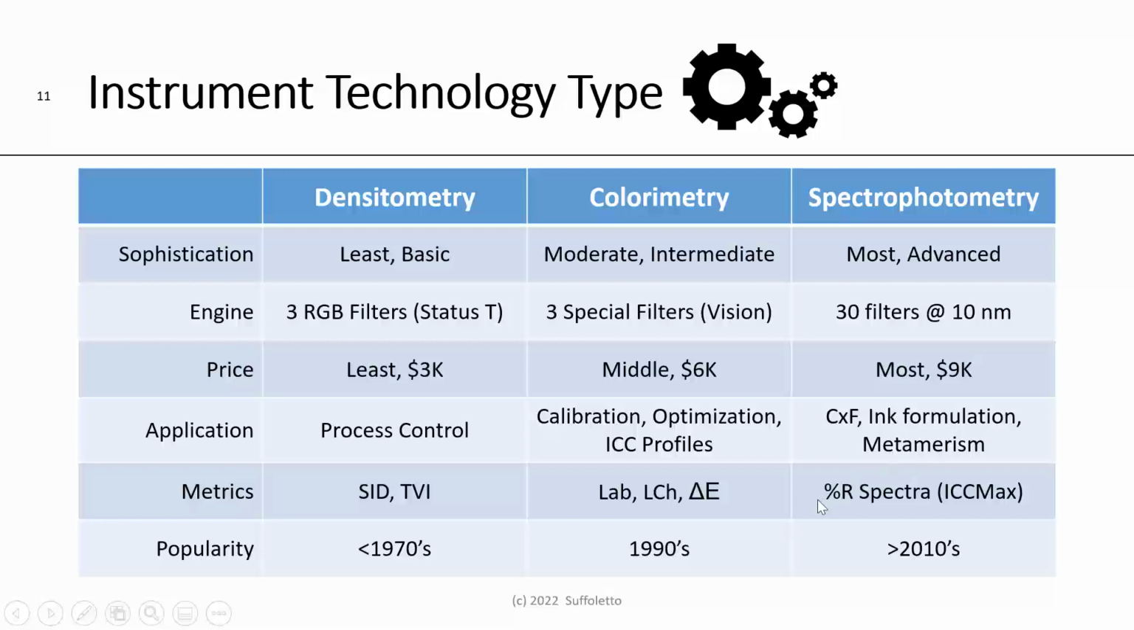The metrics here are percent reflectance spectral data. ICC Max is now making ICC profiles not out of LAB data, but out of spectral data. Densitometers were popular in the 70s and 80s, still are. Colorimeters were popular in the 1990s, the 2000s, still are. And spectrophotometers were popular in 2010 and going forward.